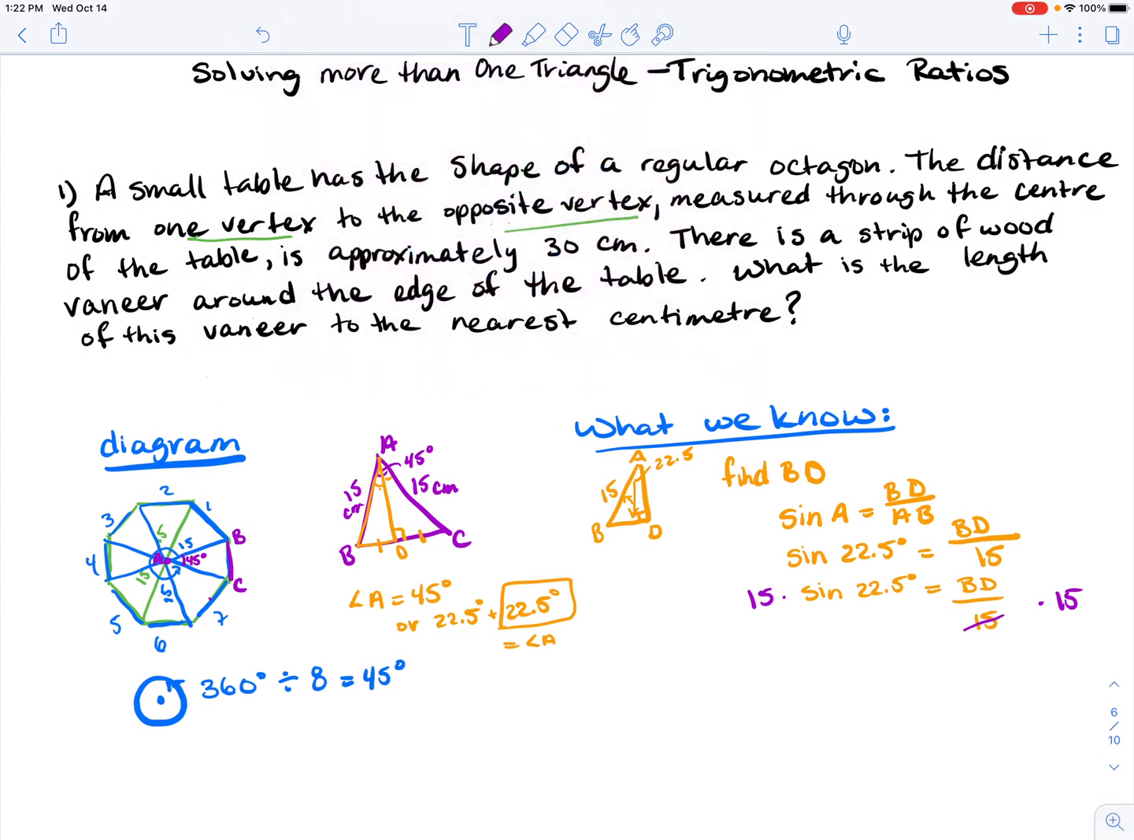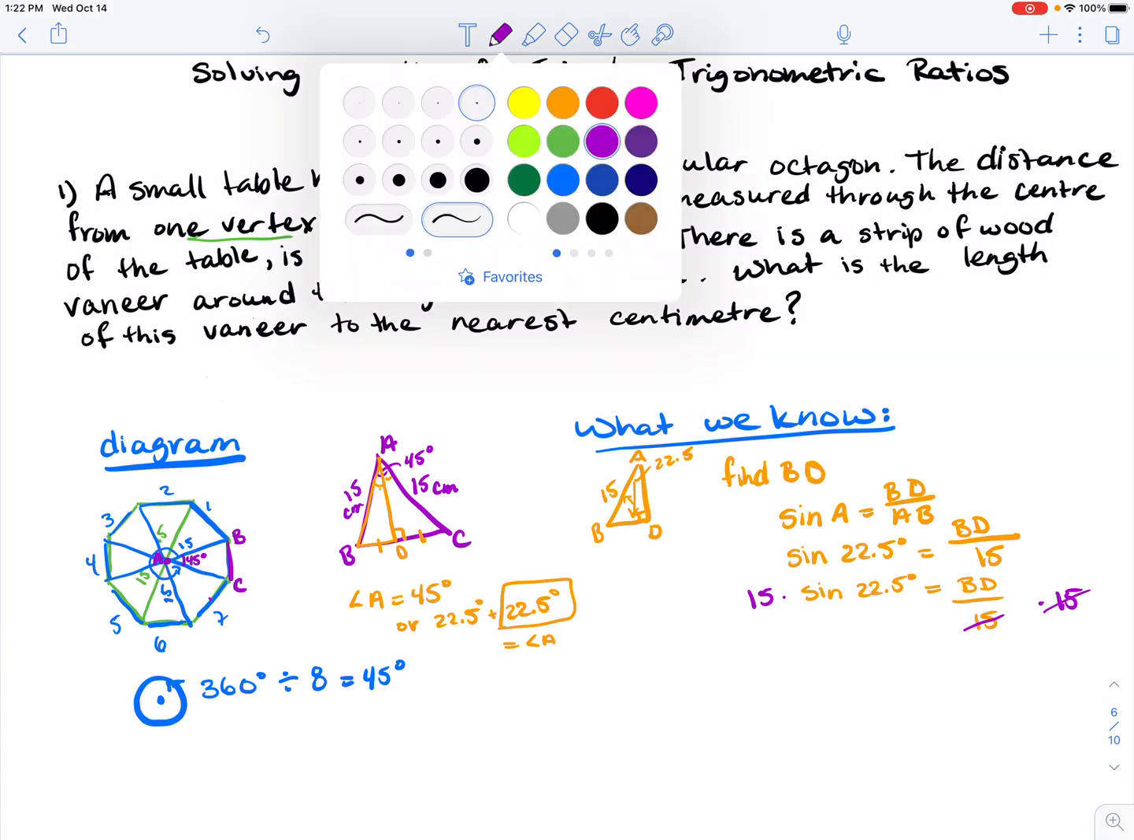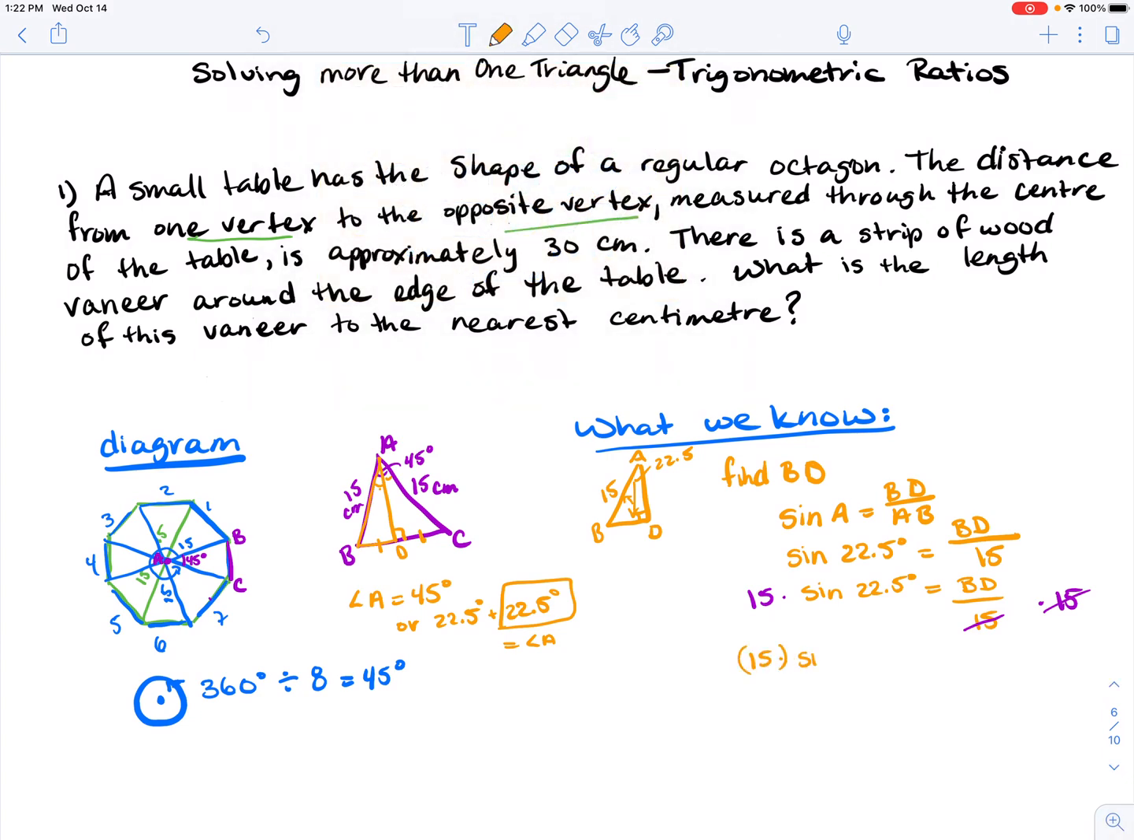And I can cross out my 15s. That leaves me with 15 times sine 22.5 degrees equals BD. And if you put that in your calculator, you will come up with the amount. Now, one trick is, I know I'm going to need the full BC. BD equals DC, so I know that because I've divided it in half. So I can technically multiply it by 2 now or wait until the end. I think for ease, I'm going to wait until the end for you, just because a lot of people will get confused. So if we put in 15 sine 22.5, you should get 0.74.